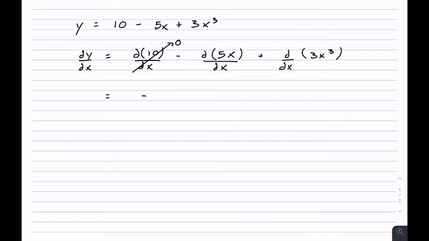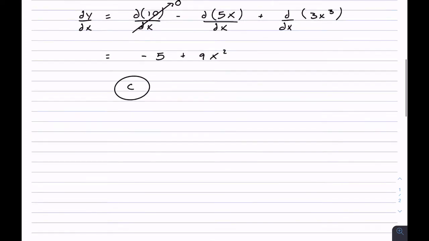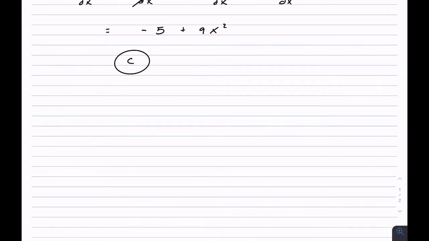And we're left with, next, negative 5 plus 9x squared. Yeah, so our answer is C. Okay, moving on. Next problem.